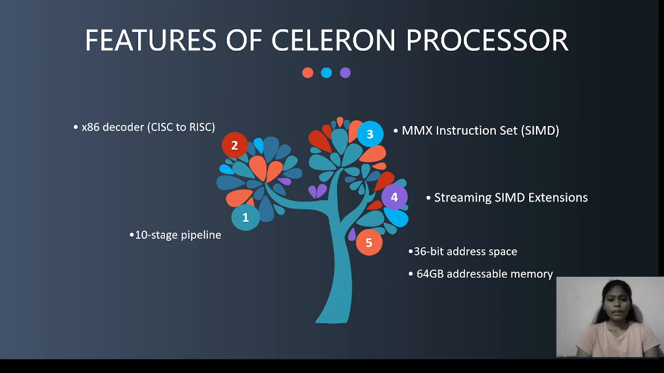Celeron has an x86 decoder, and it has the MMX instruction set, and Streaming SIMD Extensions. Celeron has a 36-bit address space and 64 GB addressable memory.